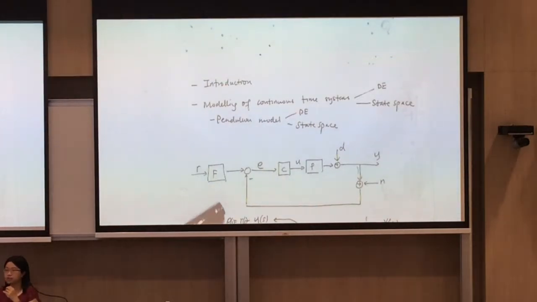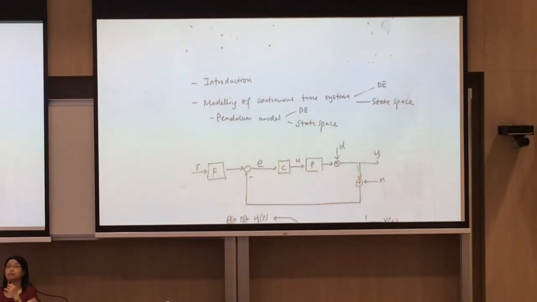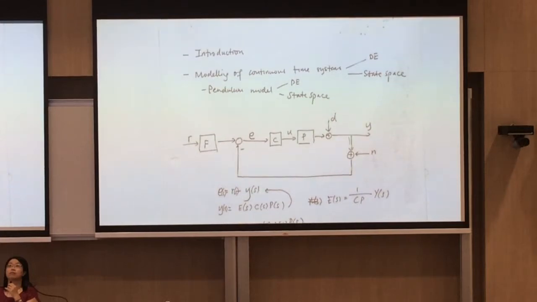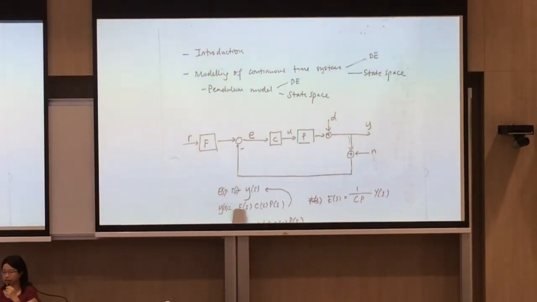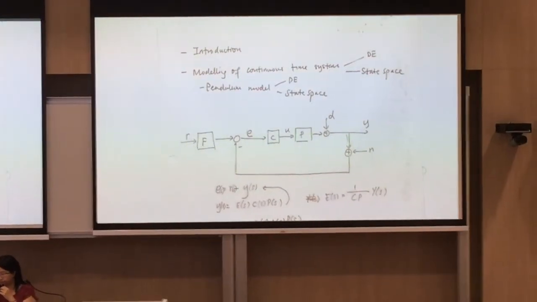And these are it. How do you analyze the system? Error E. E will be the reference R. E(s) is R(s) minus Y(s), the output Y(s). Yeah?